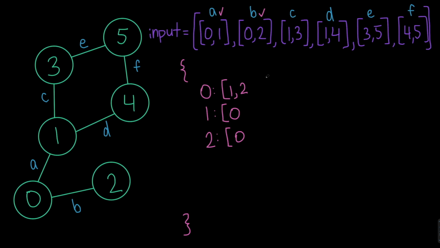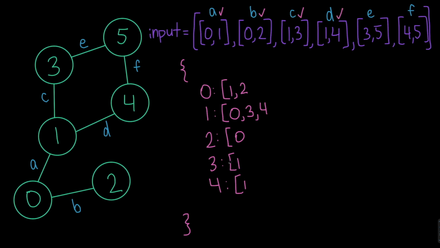Now we get to edge C. This is telling us that we can go from node 1 to node 3, and from node 3 to node 1. And that covers the C edge. Next we have the D edge. This says that we can go from node 1 to node 4, and then from node 4 to node 1. So that covers the D edge.